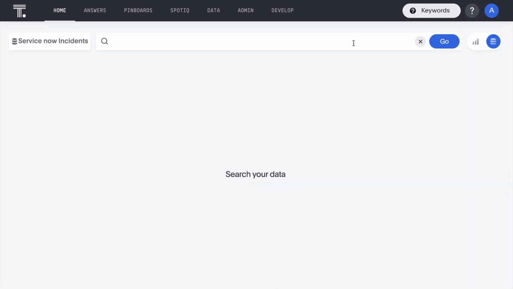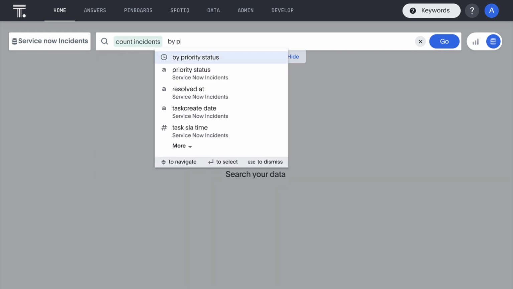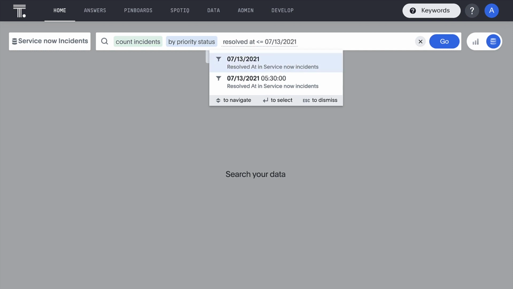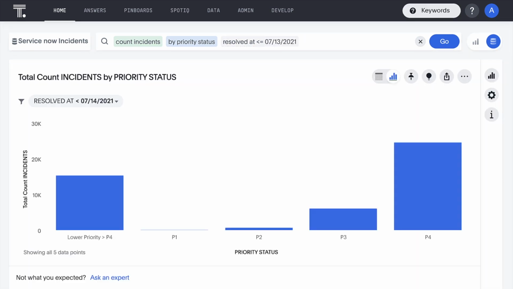Best of all, we can answer any new questions about our help desk in seconds with the power and ease of search and AI and the performance of Snowflake. For example, how many tickets have we resolved by priority status? And how is this trending?